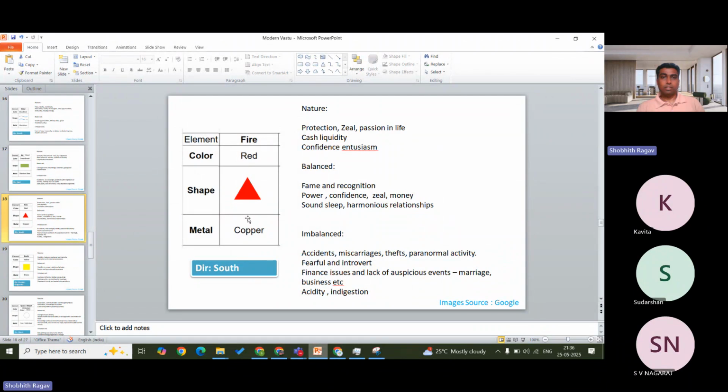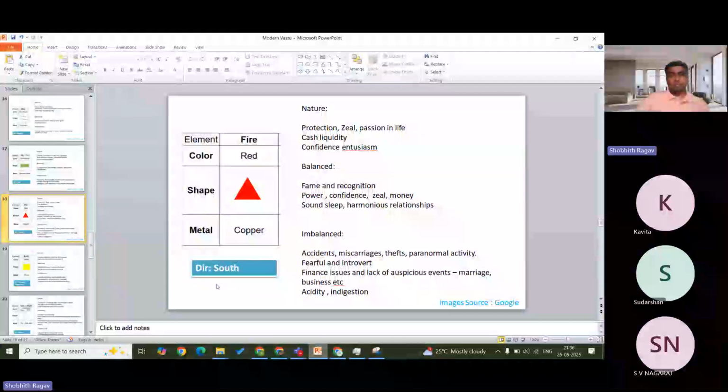So the direction is predominantly south. Actually, southeast also is fire, but the major fire is in the south direction. That is why we consider south as the fire element. Also, Mars is the planet corresponding to south. So Mars is also generally fire.